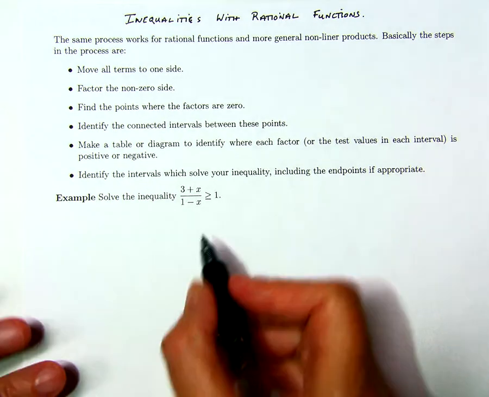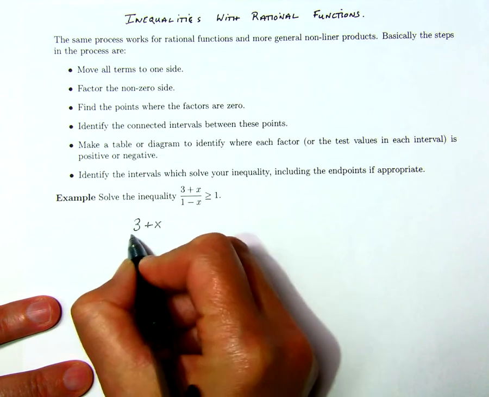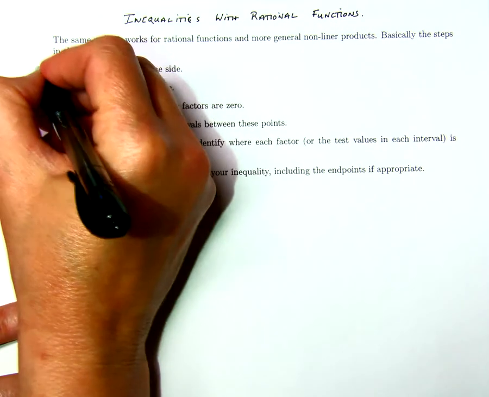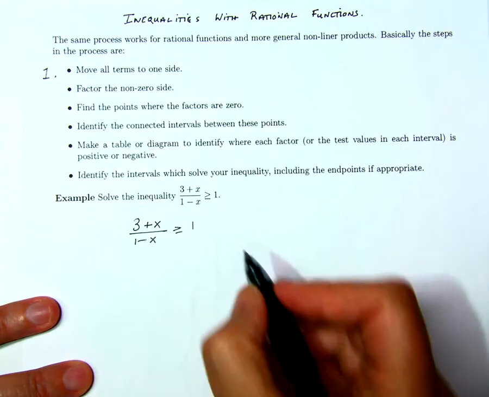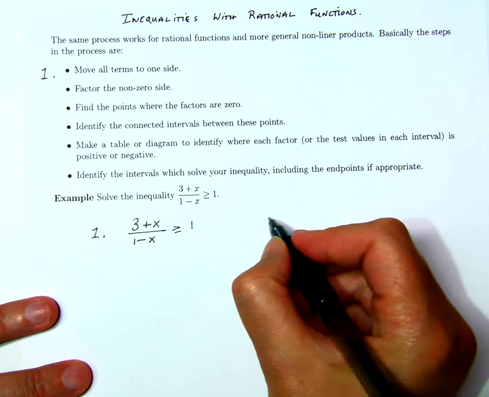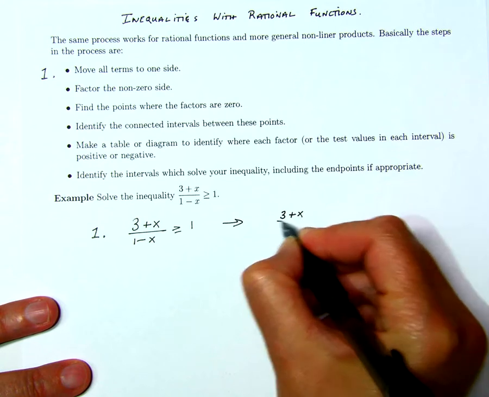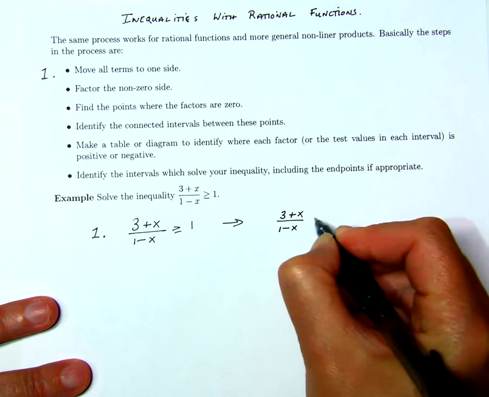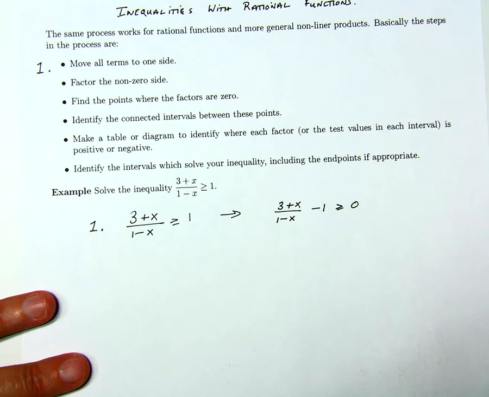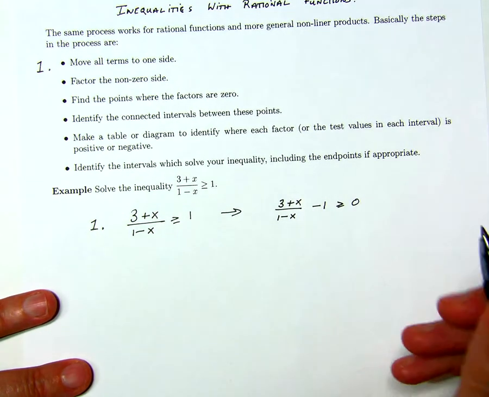So let's try to solve this inequality. 3 plus x over 1 minus x greater than or equal to 1. I'm going to transform it using step 1. And that means I bring all of the terms to one side. So subtracting 1 from both sides, I get 3 plus x over 1 minus x minus 1 greater than or equal to 0 is an equivalent inequality. Solutions of this inequality are the same as the solutions of this one.